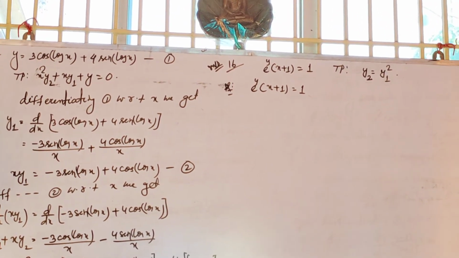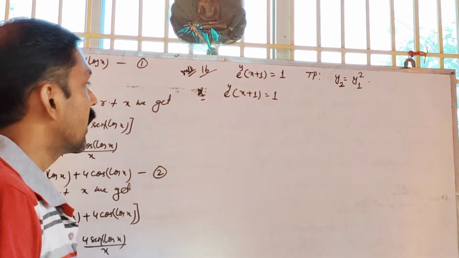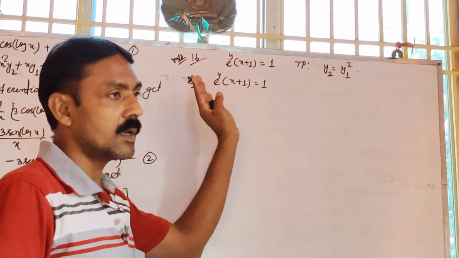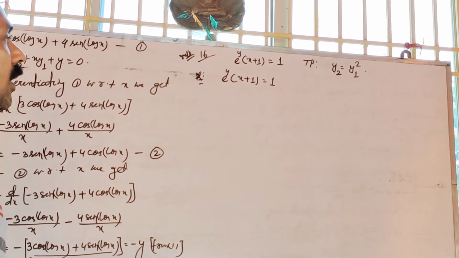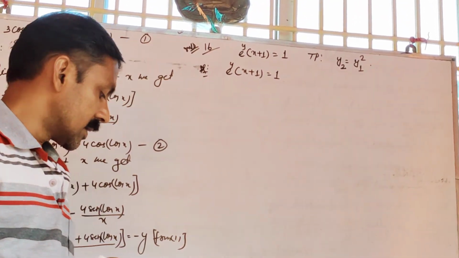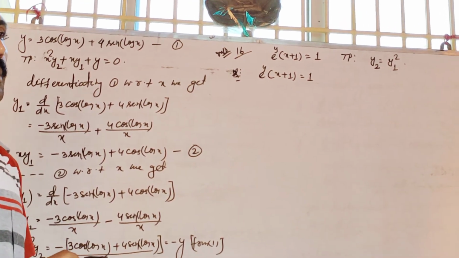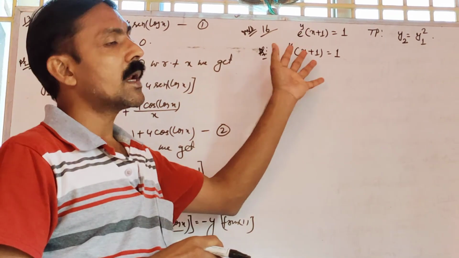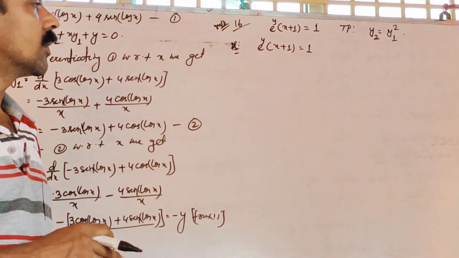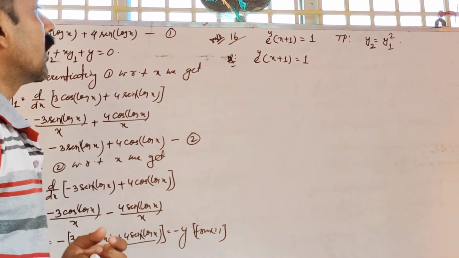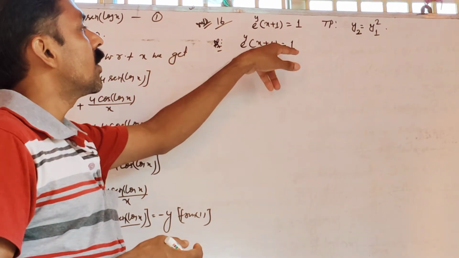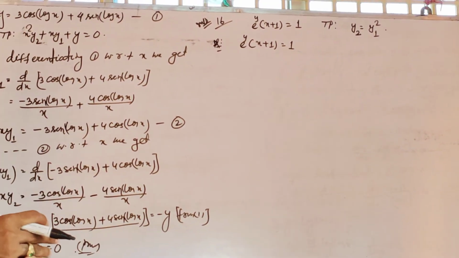There are many methods to solve this one. Either you take x plus 1 to the right hand side, or separate x and y, or here also you can directly take the logarithm. Okay, no problem. So here e to the power y equals 1 by x plus 1, then also you can take the derivative.